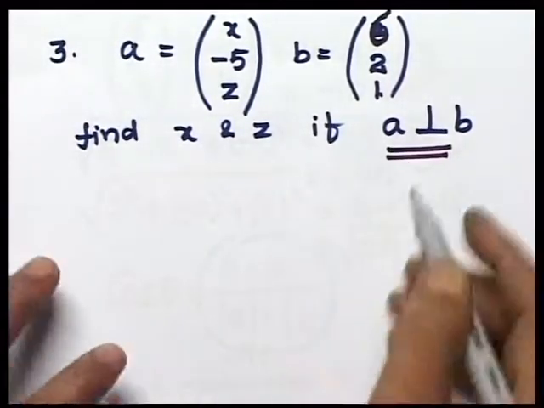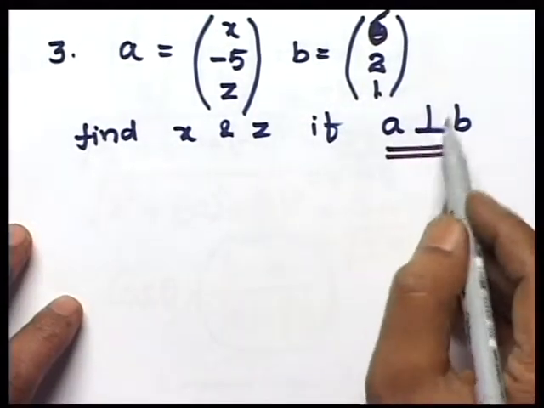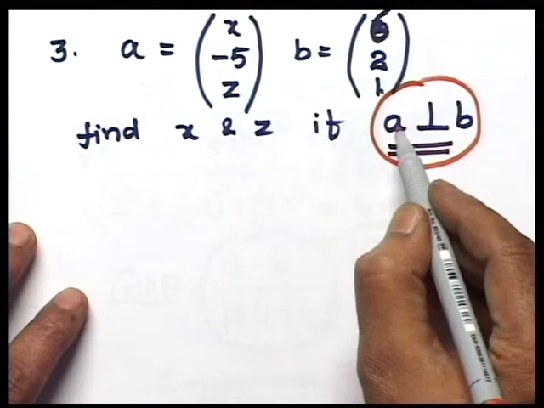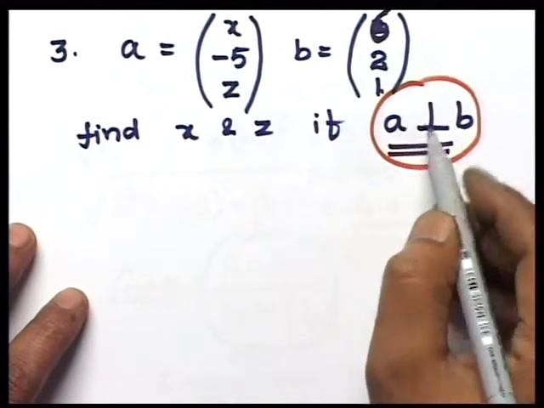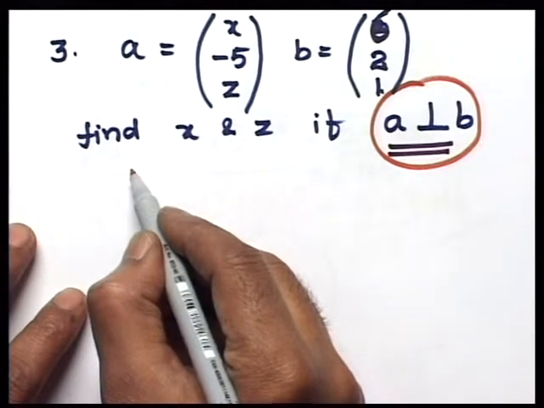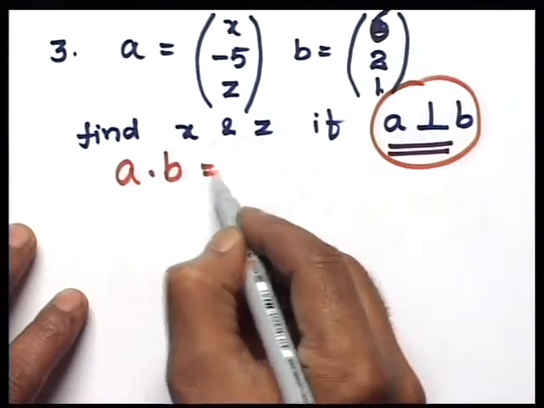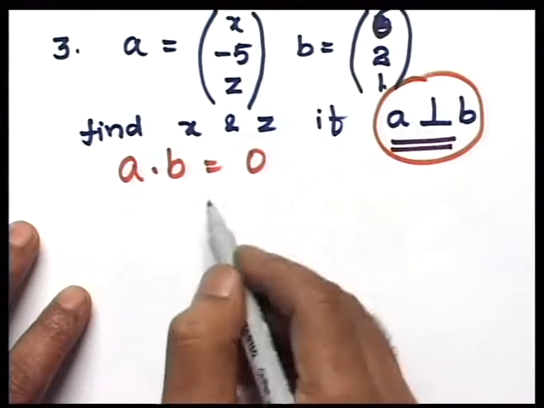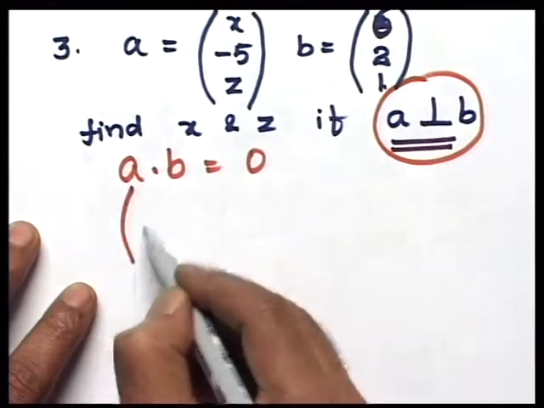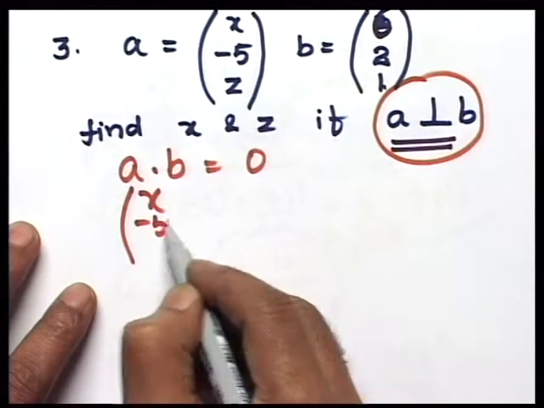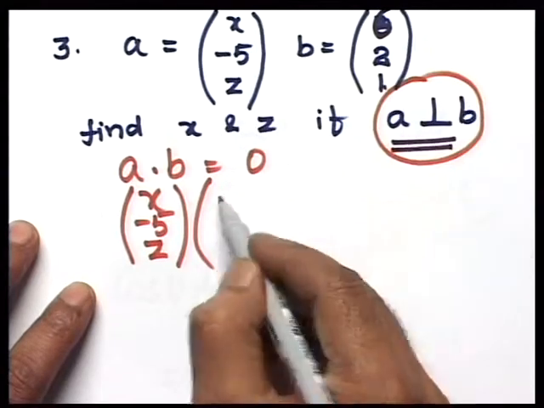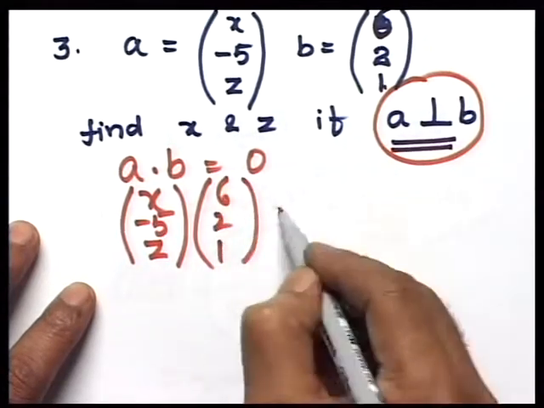That's the information I have. So if the angle between them is 90, we know A dot B should be 0, isn't it? So let's say A dot B equals 0. The dot product must be 0 because that's cos 90, which is 0. So dot product of x, minus 5, z, close it. The second one is 6, 2, 1. Write that, and equals 0.